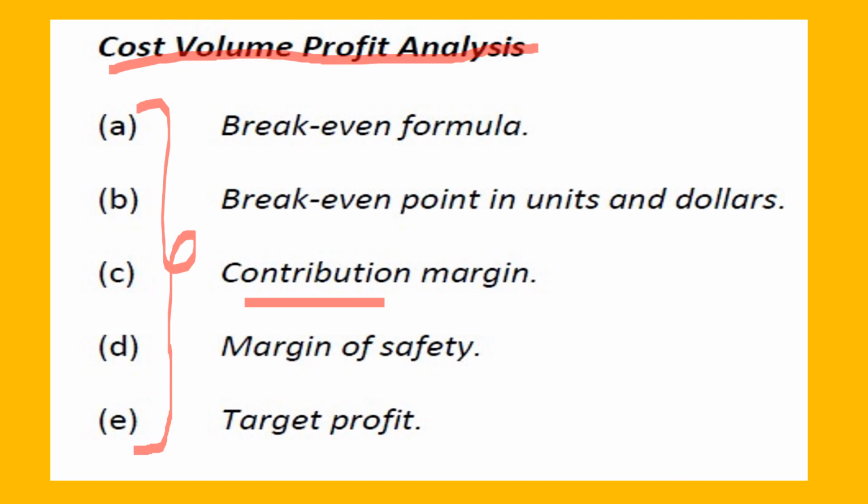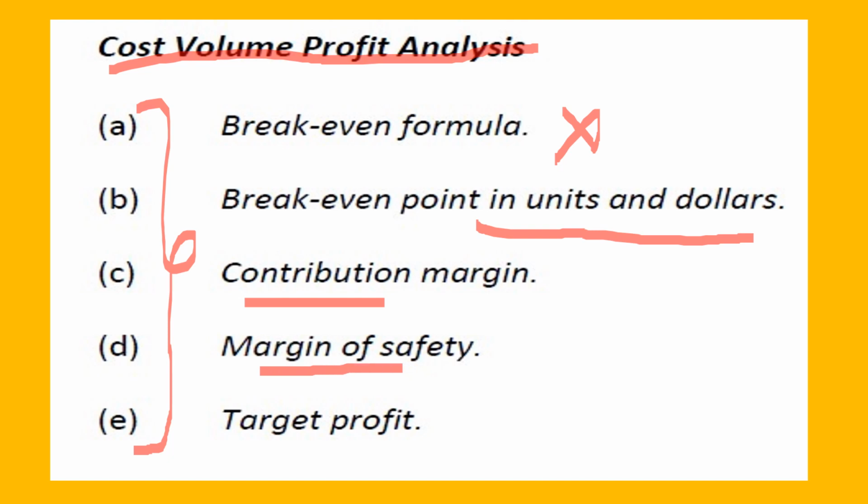Break-even formula: the fixed cost divided by the contribution per unit will give you the number of units. If you want to get it in dollars and cents, then you just have to multiply it by the selling price. Break-even points in units and dollars, as you see, you just take the break-even point in units that you get here and multiply it by the selling price in dollars and cents. Contribution margin, you should be able to give this in dollars and cents or as a percentage. As a percentage, you just multiply by 100, right?